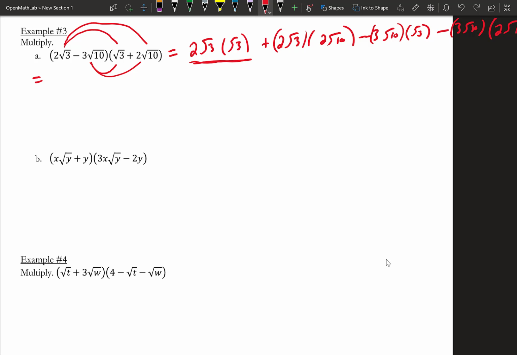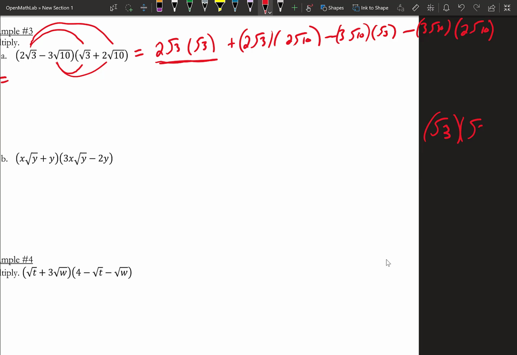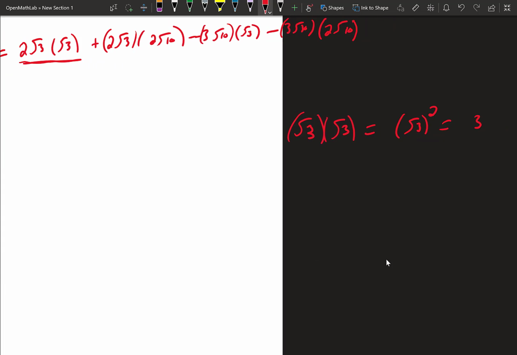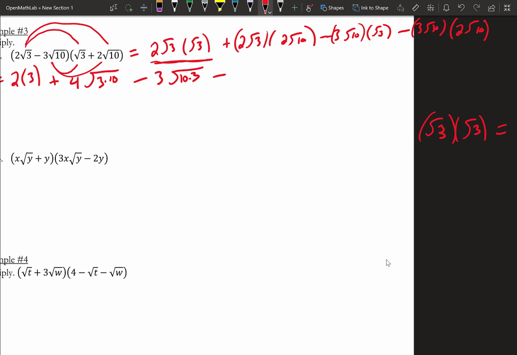So this guy, right? Radical 3 times radical 3, same idea. Radical 3 times radical 3 is like radical 3 quantity squared, which is just 3, because squaring a square root, they just cancel each other out. So when I see 2 times radical 3 times radical 3, that's just 2 times 3, right? And then plus, and then 2 times 2 is 4. And then radical 3 times radical 10, that's radical of the product, 3 times 10, right? And then we'd have minus, and then that would be 3 times radical 10 times 3 in the radicand. And then lastly, we'd have minus, so 3 times 2 is 6. And then radical 10 times radical 10 is just times 10, right?